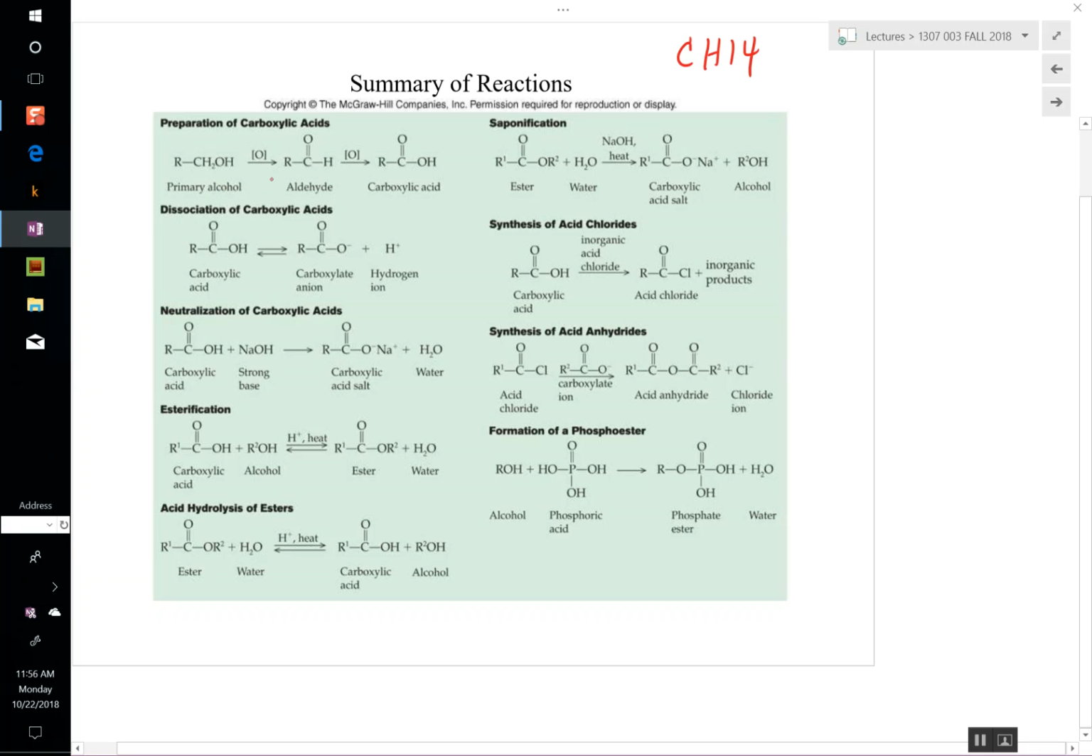So a primary alcohol goes to an aldehyde, goes to a carboxylic acid. Dissociation of a carboxylic acid, neutralization, esterification, hydrolysis, saponification. And then I said I wouldn't hold you responsible for the acid chlorides or the acid anhydrides. And you should be familiar with what we're talking about when we talk about a phosphate ester.